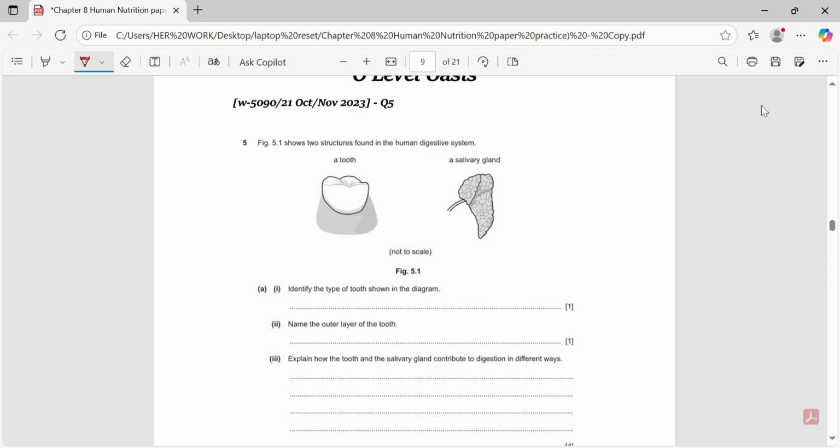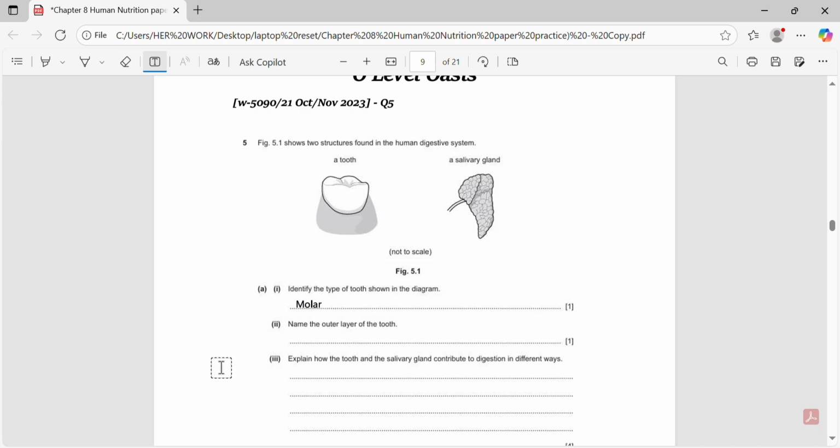Again, coming back to paper 2 questions, we have this question which shows two structures of the human digestive system. Now they are asking you to identify the type of tooth shown in the diagram. So, here, we're being asked to identify a specific type of tooth based on its shape. As you can see in the diagram, it shows a broad, flat surface with cusps for grinding. That indicates it's a molar or possibly a premolar tooth, but writing molar is better. If it had a sharp edge, it would be an incisor or canine, but having a grinding surface means it's a molar. So we will simply write molar.